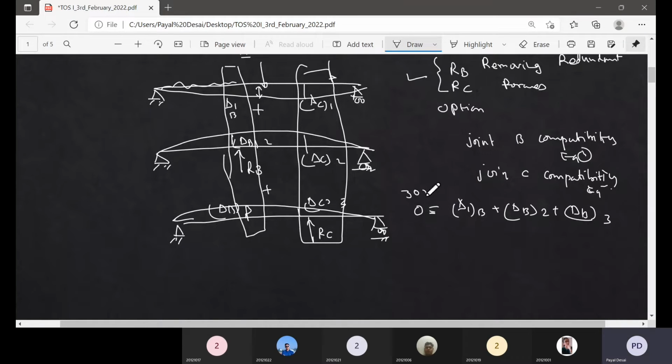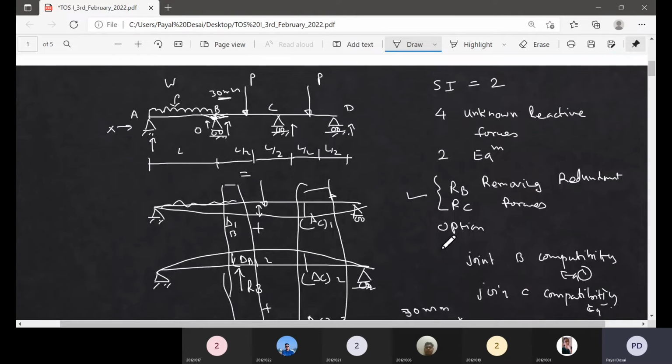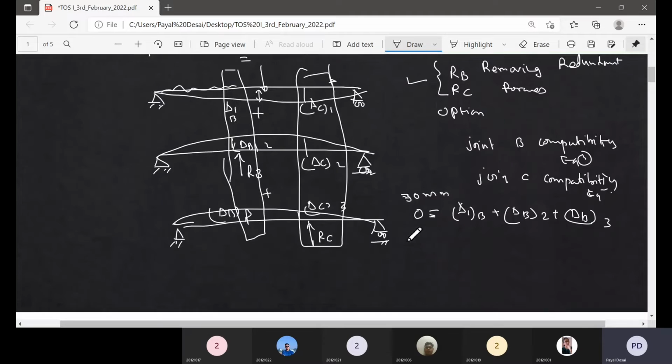So here you have to equate 30 mm. So there was one example in the assignment. That is the reason why I am telling you that there is nothing great in that. It is just a matter of equating that particular deflection which is given in the original beam. So instead of 0, you may write 30 mm. So that is one point I wanted to mention.